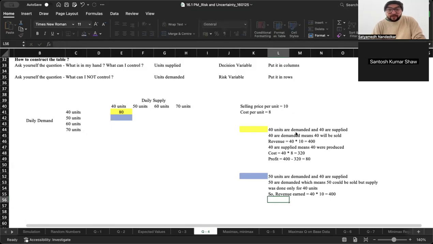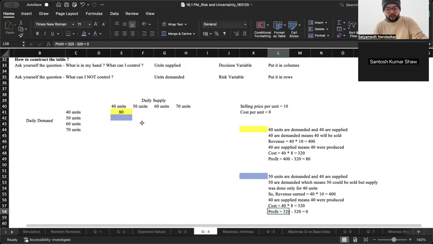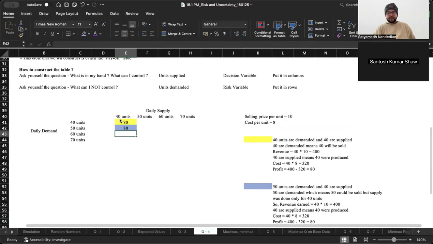But ठीक है, revenue earned was 40 into 10 this way, and 40 are supplied, which means 40 were produced. If 40 were produced, that means the cost is 320. So profit will be 320 minus 320, that is 0. Sorry, not 320. What am I saying? 400 minus 320, not 320 minus 320. 400 minus 320, that is 80. 80 is my profit here. So again, here I will have an 80.